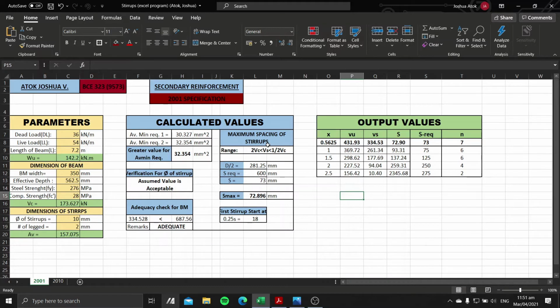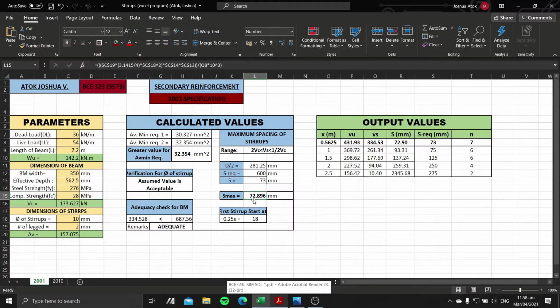In terms of the maximum spacing of stirrups, the range falls under the case where our Vs is greater than 2Vc but lesser than 1/2Vc. So we are going to use d over 2 of 281.25, or the S required of 600 mm, or the S itself of 73 mm. For our S max, it will give us the lesser of these three, since the value of our S is lesser than 600 and 281.25. Therefore, our S max is 72.896.